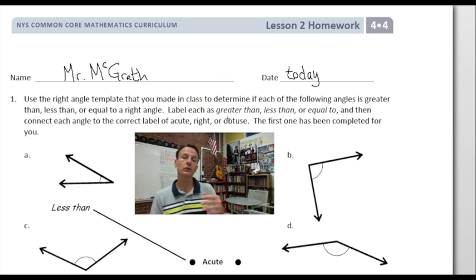Now if for some reason you don't have that with you at home, you could make another one. Remember, you cut out a circle and then folded it into fourths, and the corner of it was a right angle. Do you have to start with the circle? No, you could just start with a plain piece of notebook paper. So for the love of corn, don't go into school tomorrow and say, I couldn't do my homework because I didn't have the right angle template that I made in class.